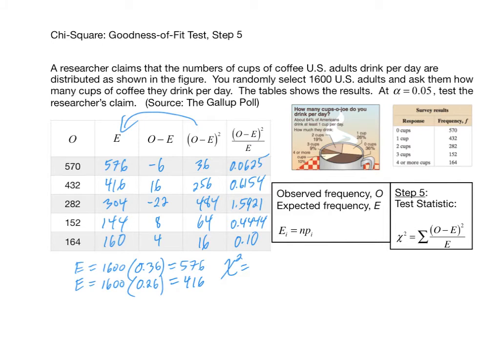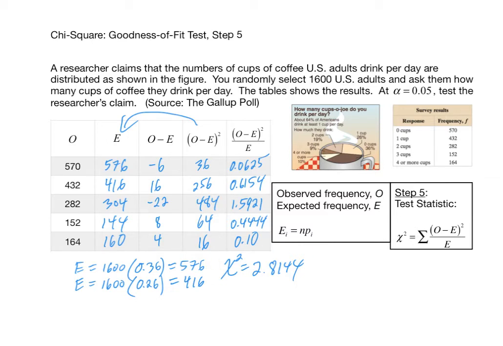If you take the sum of all those, you get 2.8144. In step 5, we compute the test statistic. We also then make a decision on whether we should reject or fail to reject the null hypothesis based on where this test statistic falls in the graph that we drew in step 4.